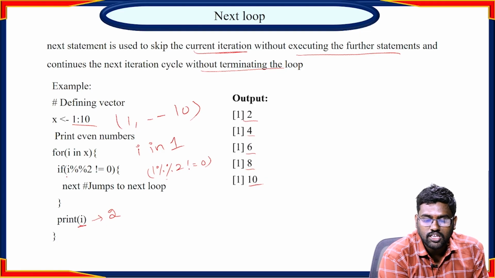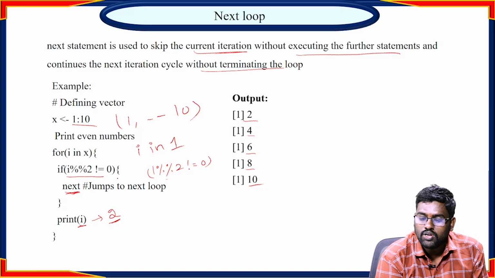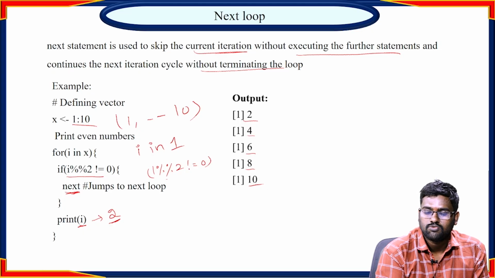If this condition is true, they will jump to the next loop. So 1 modulus 2 is 1, so that's why they will jump to the next loop. So 1 plus 1, that next value is 2. So 2 modulus 2 equals 0. Like that they will print only even numbers for the for loops.